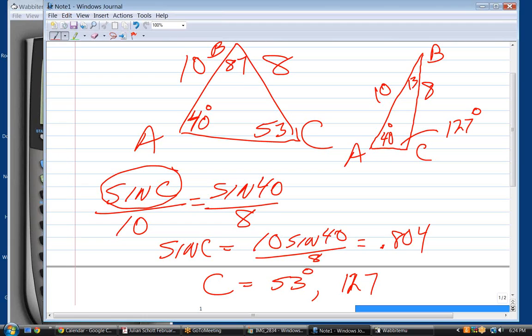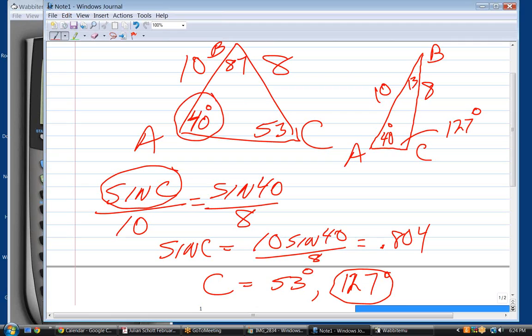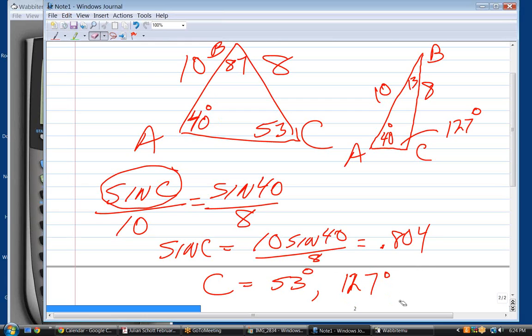So, the way you determine whether or not you have an ambiguous case is by always figuring out what the supplementary angle is and seeing if it's possible to have that angle. The way you see that is by adding it to the only known angle you have, which is 40 degrees. If this supplementary angle added to the only angle you know is less than 180, then we do have two triangles. If it is more than 180, then we cross it out. We don't have this triangle. We only have this triangle here.